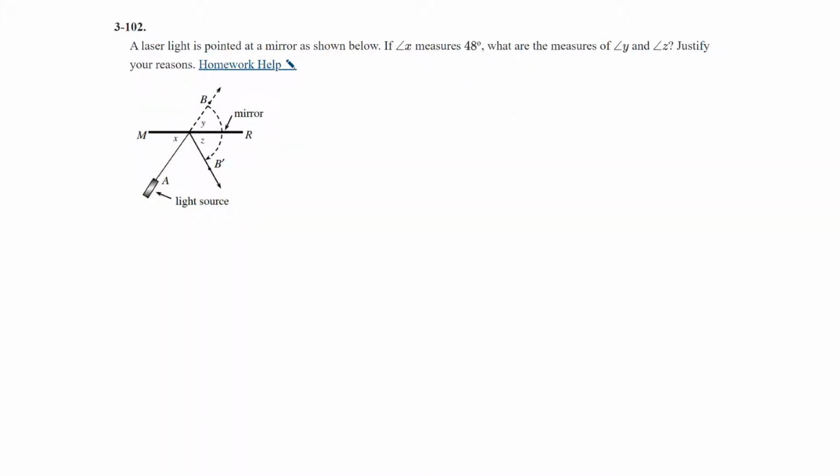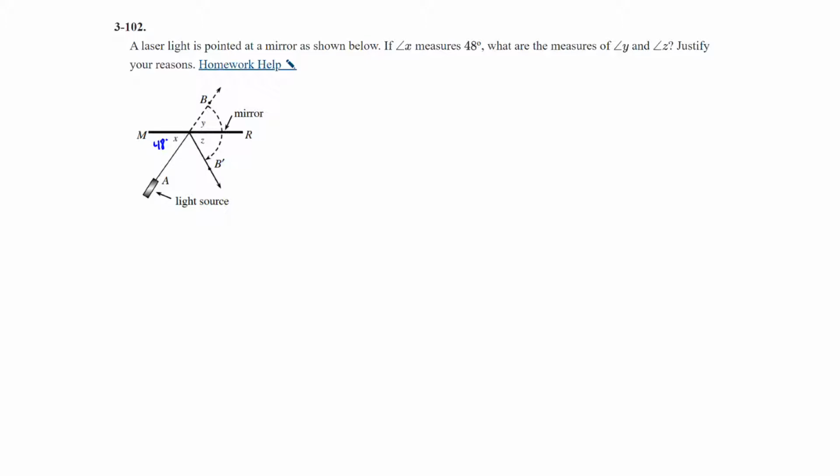Question 102. A laser light is pointed at a mirror as shown below. If angle X measures 48 degrees, what are the measures of angle Y and angle Z? Justify your reasoning. So we know that angle X measures 48, so I'm going to go ahead and mark that in there so I can see what I'm looking at here.